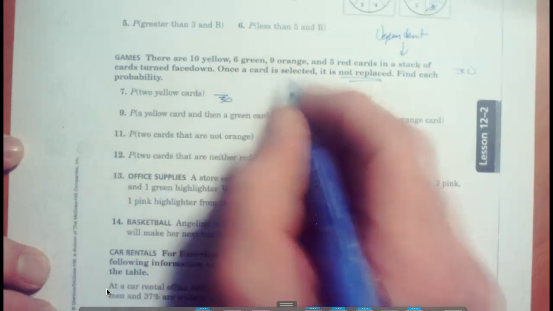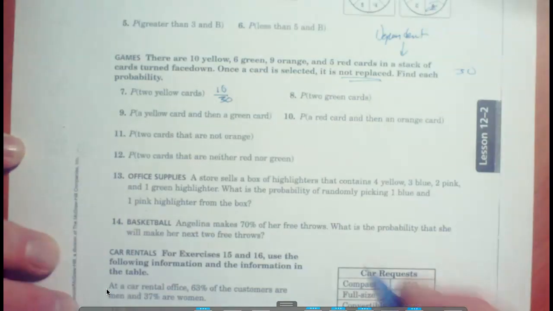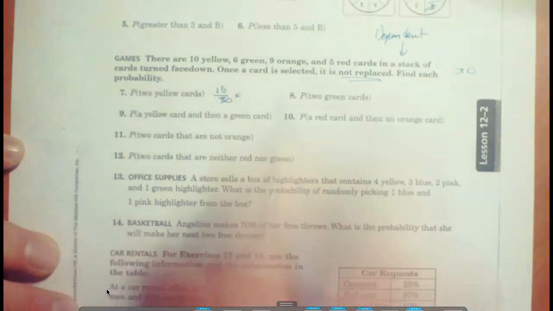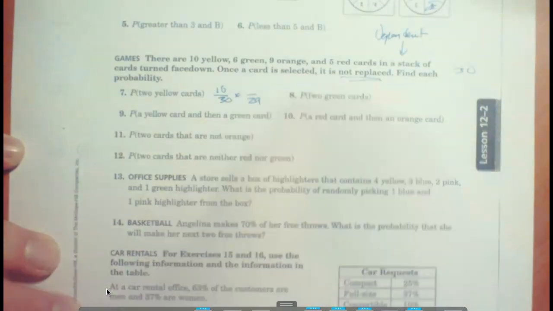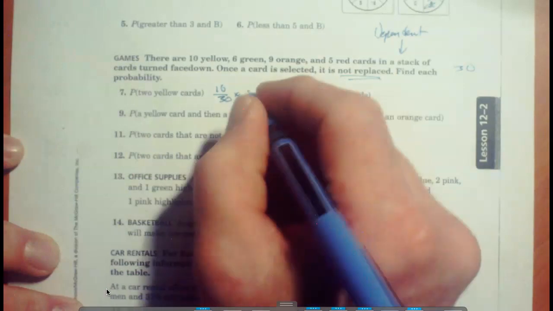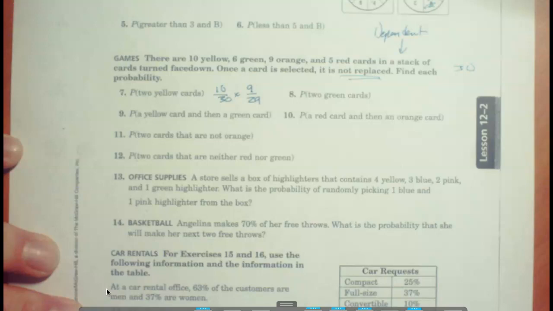All right. We know there's 30 cards. There's 10 yellows. So we have a 10/30 chance the first time. Then we're going to multiply that by the probability of getting a second yellow. Now the second yellow is only going to be out of 29, right? Because we're not putting the card back, so it goes down 1. And we have to go down 1 on the numerator too, because we have to assume that a yellow card has been pulled. So that would only leave 9 left.